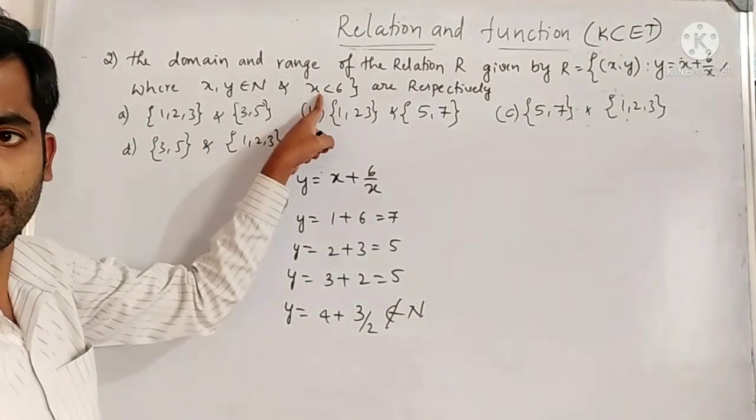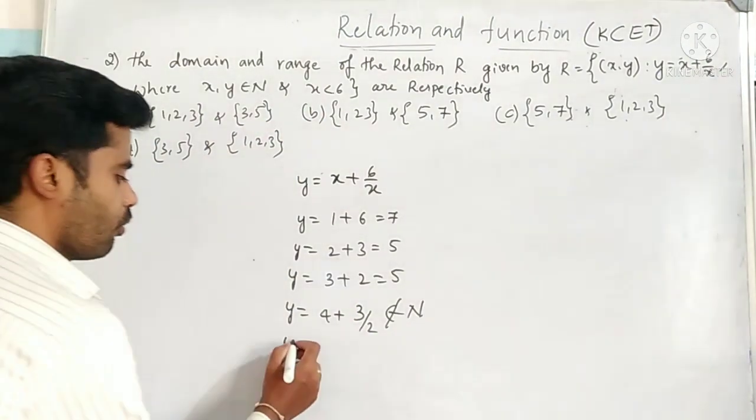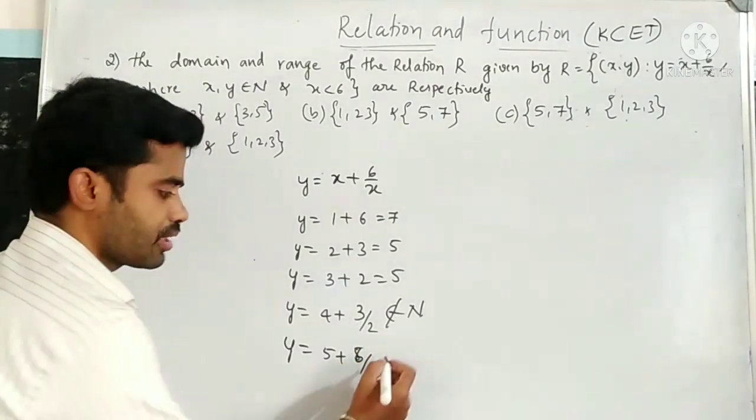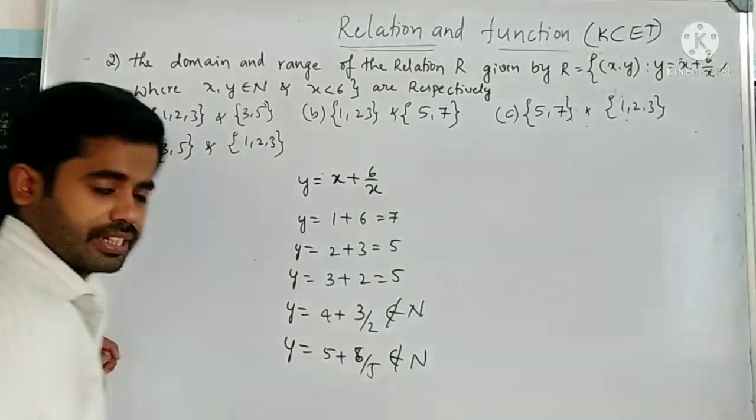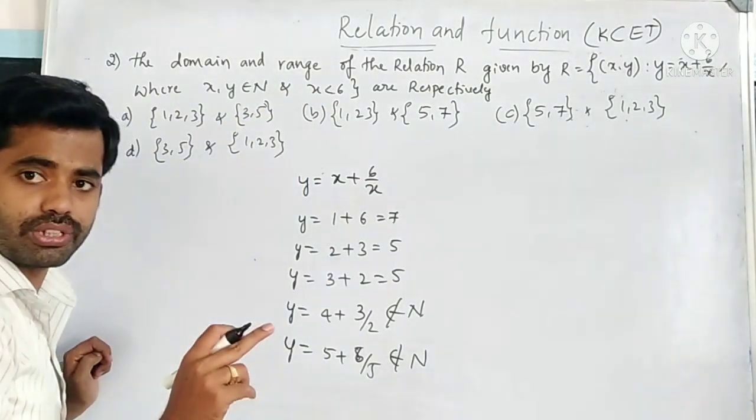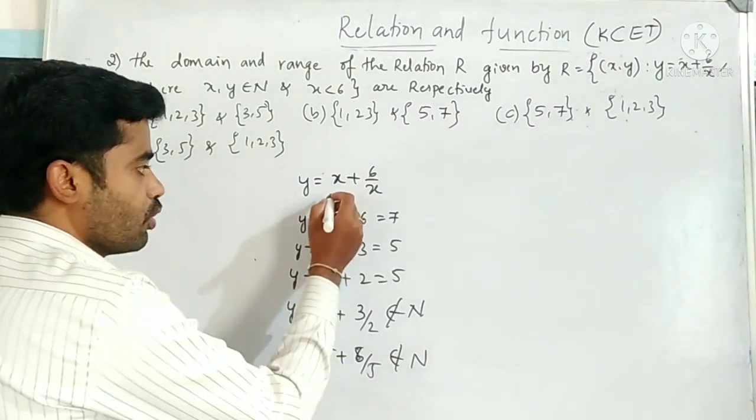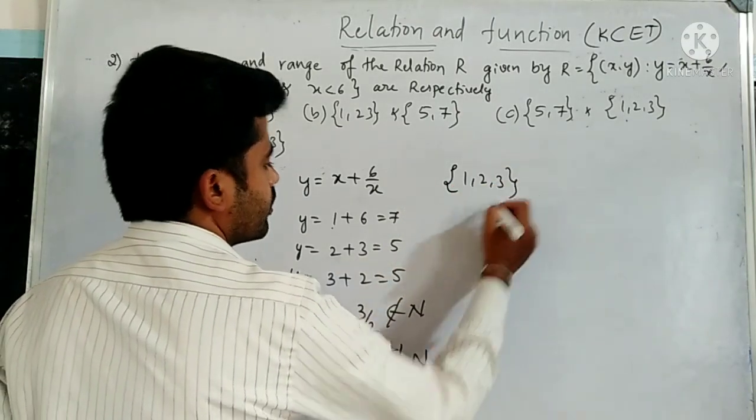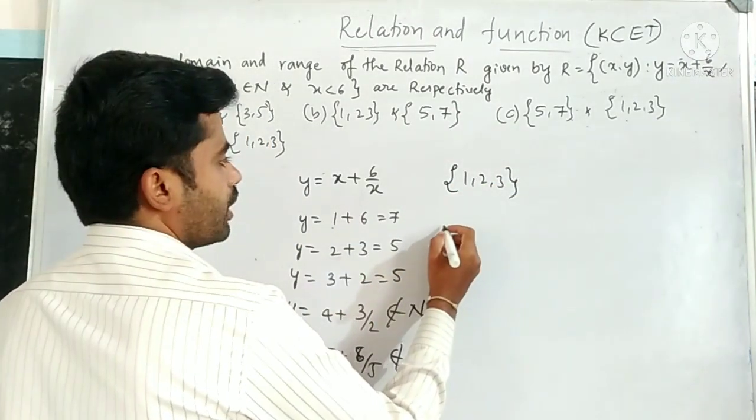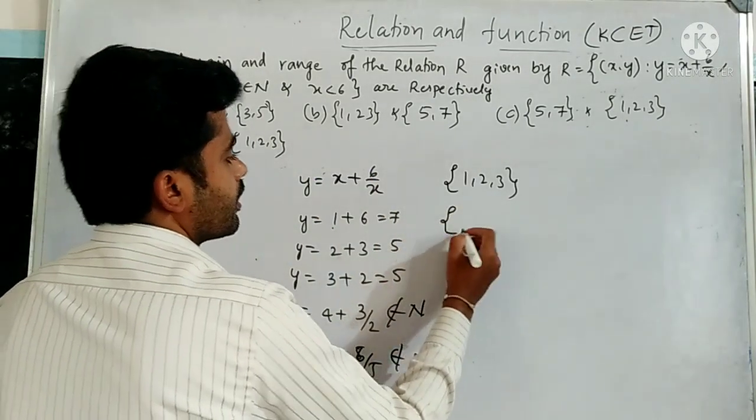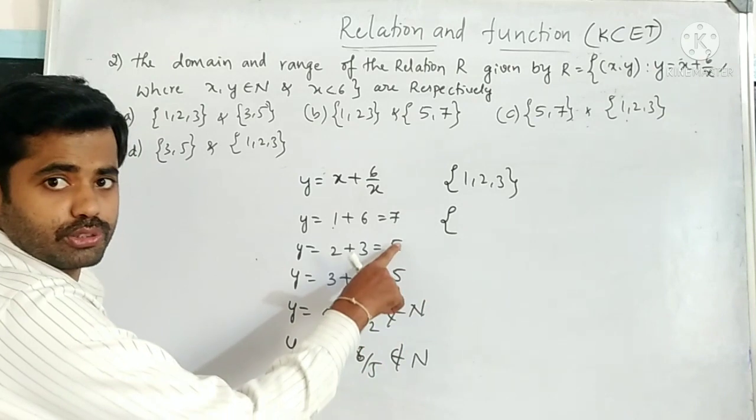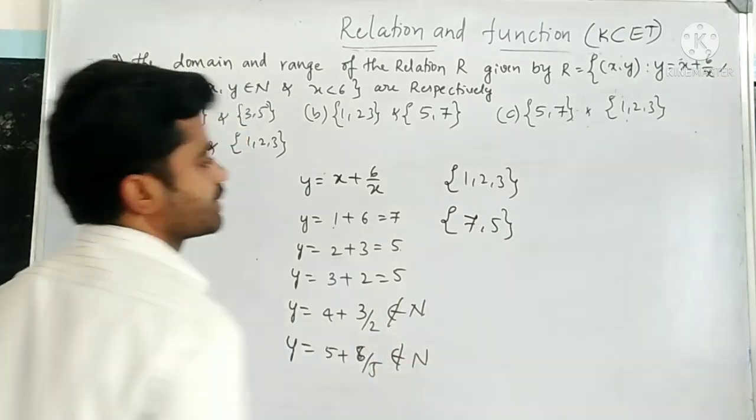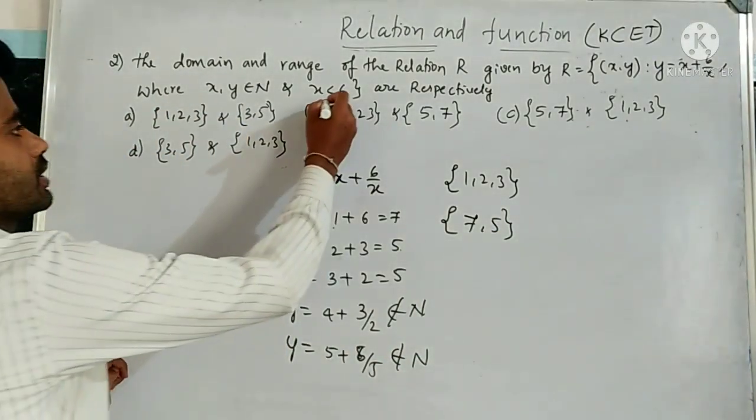Then let me go to 5. Up to 5 you should take, because x is less than 6. Then y is equal to 5 plus 6 by 5. If you simplify, this is also not a natural number. That's why you have to take x less than 6 only. Up to here is enough. Then which are satisfying? 1, 2, 3. The domain is 1, 2, 3. Then what is the range? The range is 7, 5, 5. If an element comes 2 times, only one time is enough. So 5, 7. Which is the option? The second option is right.